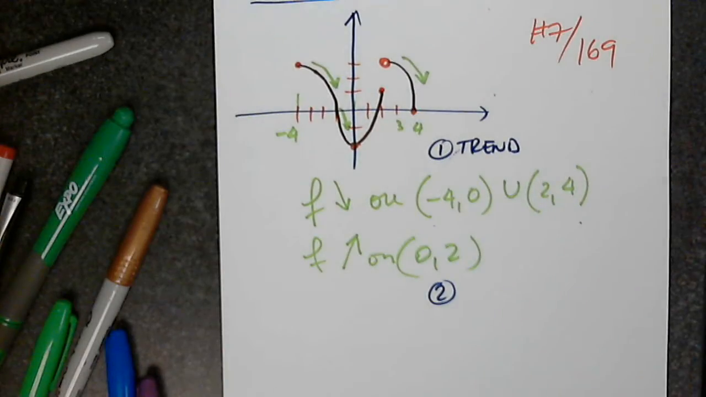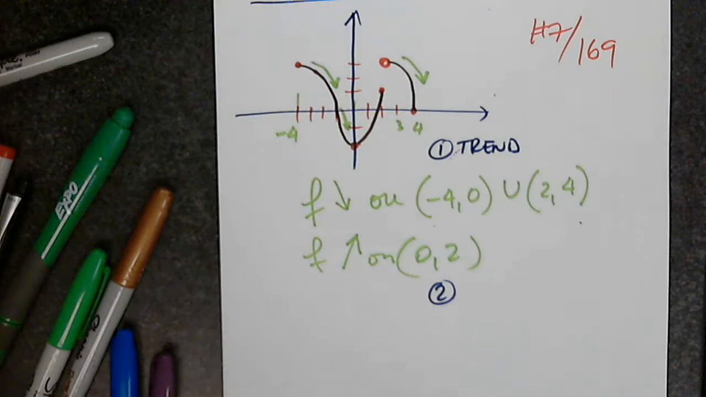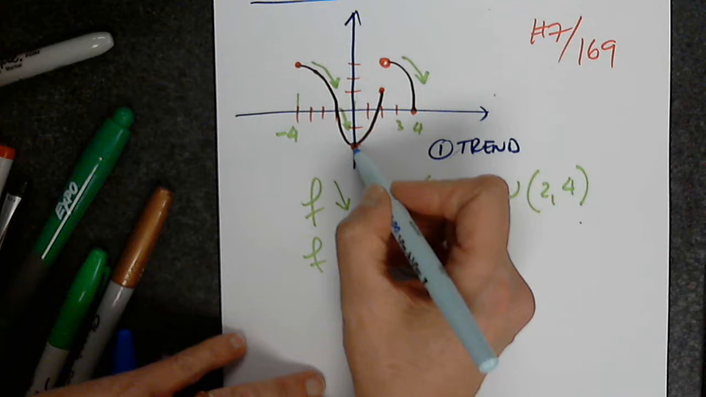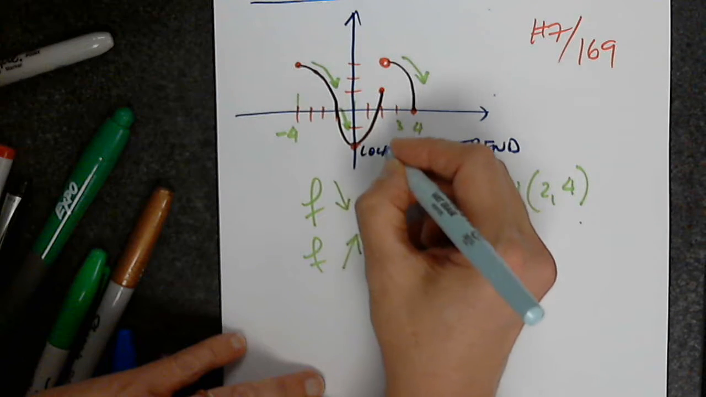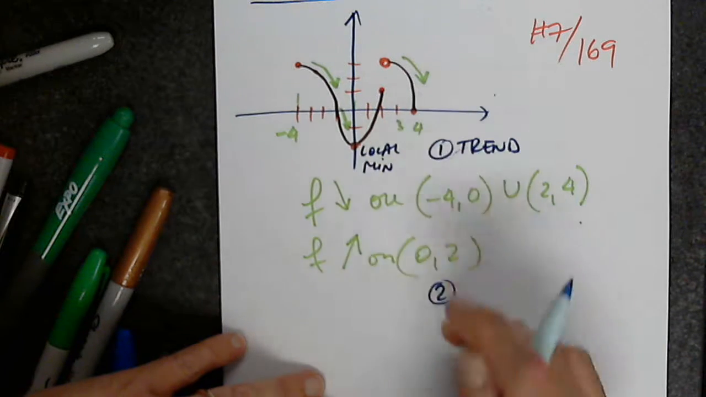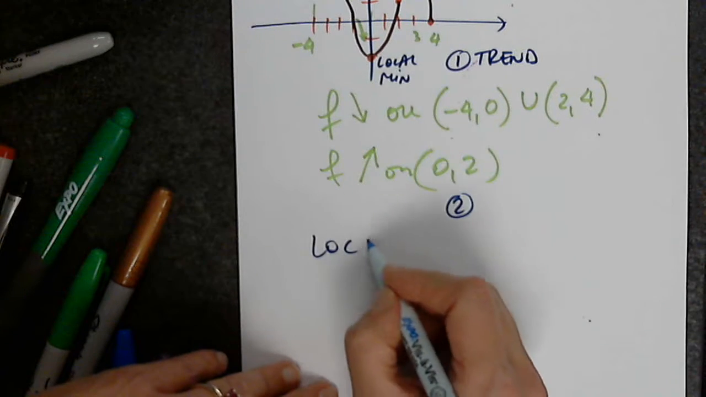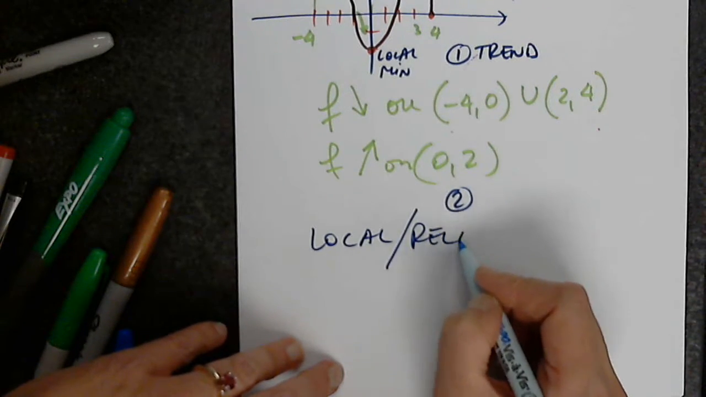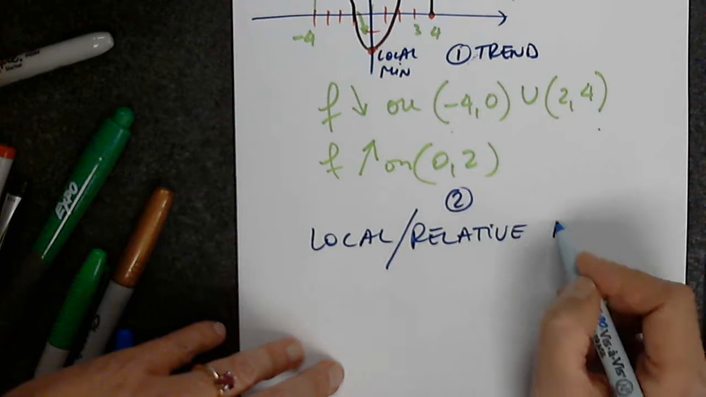Also, that's number 2 now. What else do I see in this function? I see this point. I'm going to call it local min. Local min also has another name, relative min.